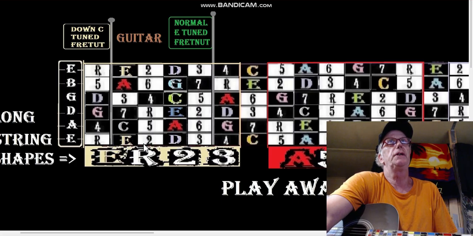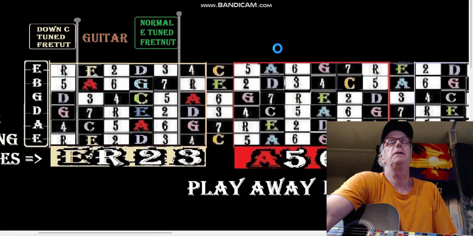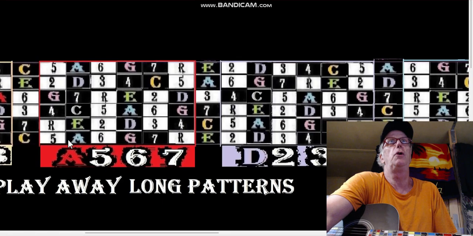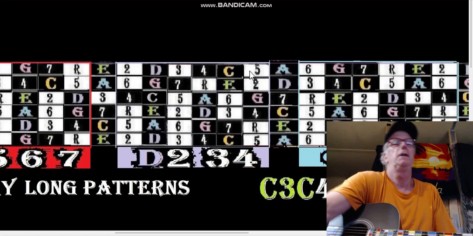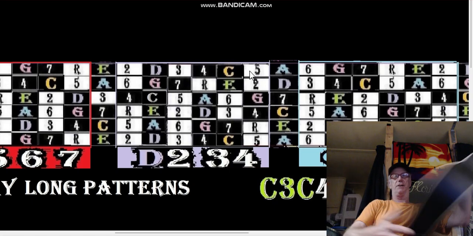Root 2, 3, the E shape is going to take us into the D shape, whether or not it's a long pattern on the bottom or not. See here, the D shape short is going to take us into the C shape. D goes to C. Hey, we're out of time.